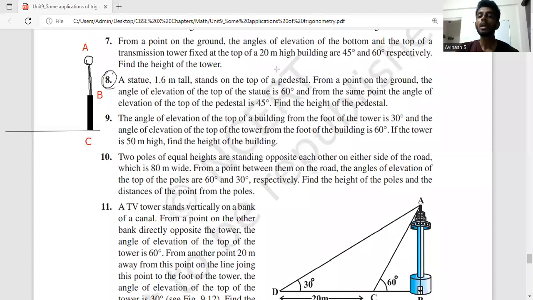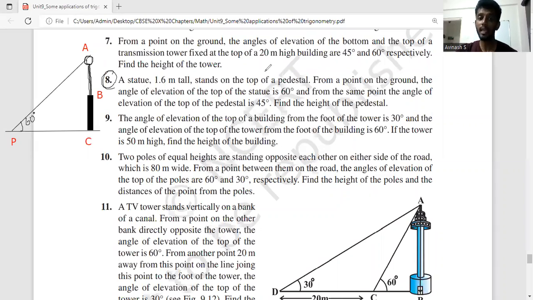Now, from a point on the ground, again there is a point on the ground. Let us imagine that point to be capital P. From a point on the ground, the angle of elevation of the top of the statue, so top of the statue means point A, is given as 60 degrees. Very clearly it has been given as 60 degrees.